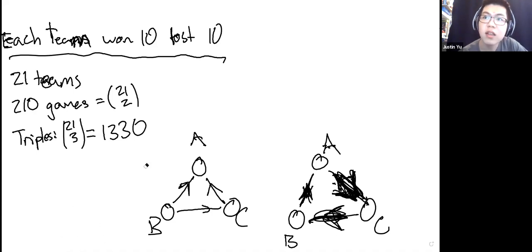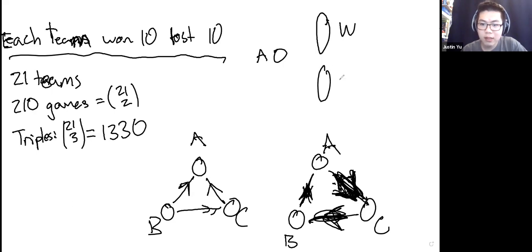Actually, I'm just going to keep this case. I eliminated this case because it's actually the same as this. The reason is because now we had B losing to both teams. But let's say A is special. And A is special because A wins twice, and that's cool. So here's how we're going to count these triples. Let's say we have our team A. We have wins and we have losses. How many ways can we pick teams B and C so that A beats both of them?